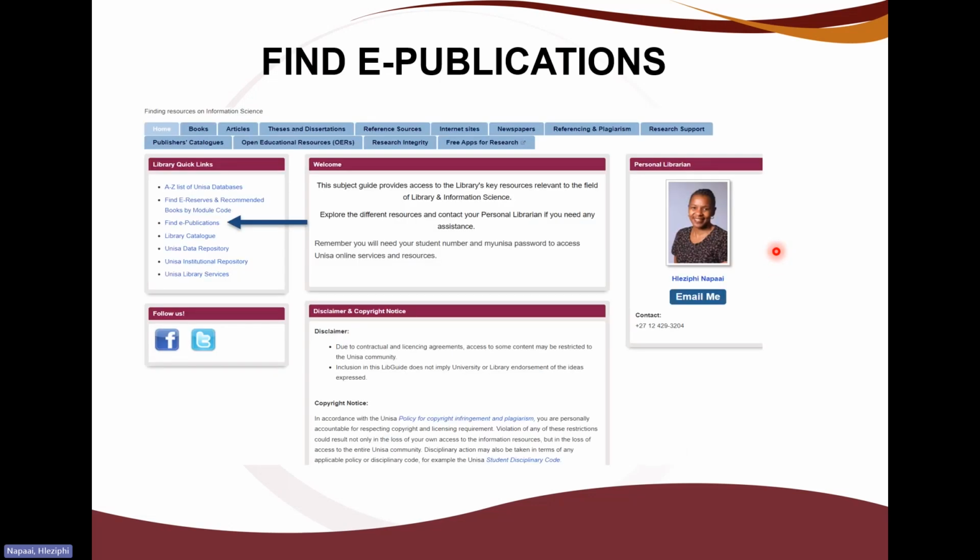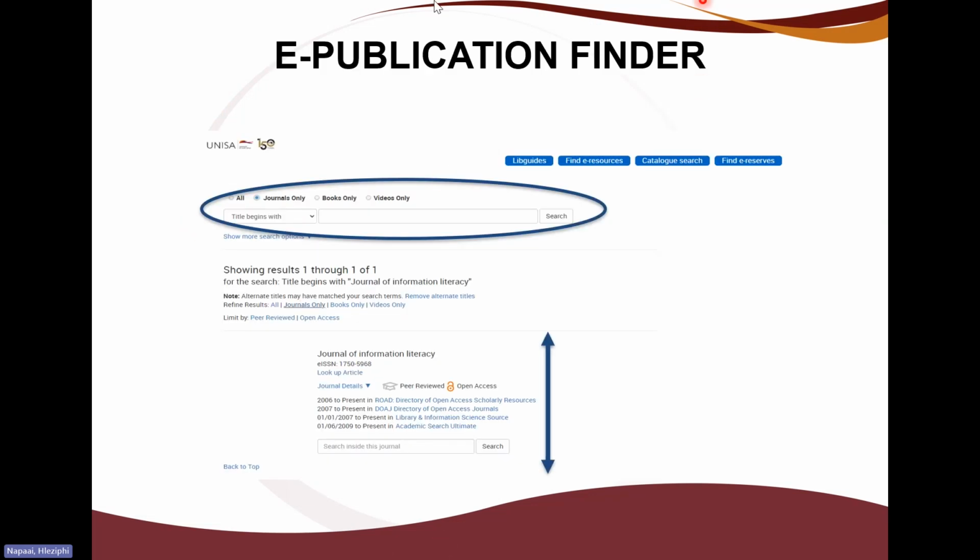Should you come across a reference that doesn't, even when you're doing a search, have a PDF and your LibKey is not picking it up, you are welcome to use the Find ePublications, which is also found on your library guide at the bottom of your article search page. You can go and click on Find ePublications, and it will open a portal like this where you go and put in the title of a journal.